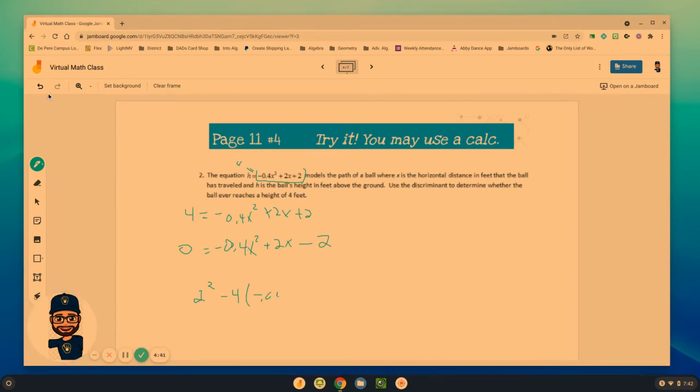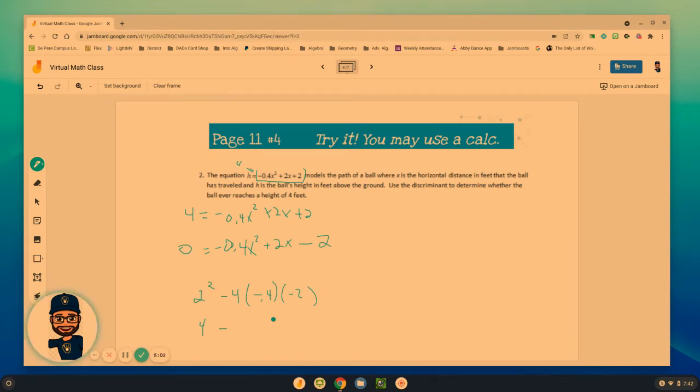Let's go back and erase. -0.4 times -2. 2 squared is 4. 4 times -0.4 times -2. I'm going to go to my calculator on my phone.